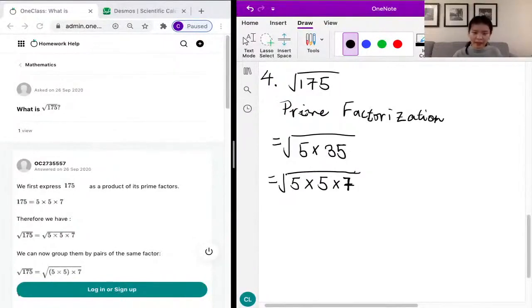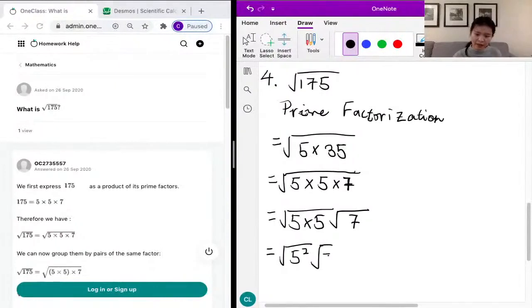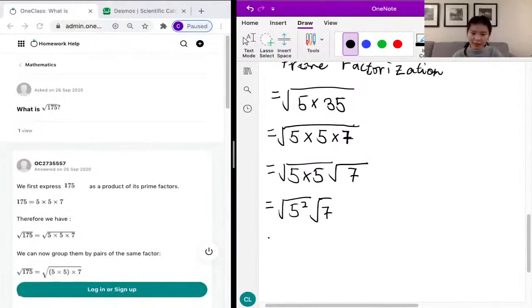So right here, we complete our prime factorization process, and now we can simplify this radical. So we just separate the radical sign. This is the same in value as the previous expression over here. And we know that 5 times 5 is 5 squared. So we have 5 squared times root 7. And we know that 5 squared is 25, and the square root of 25 is just 5.